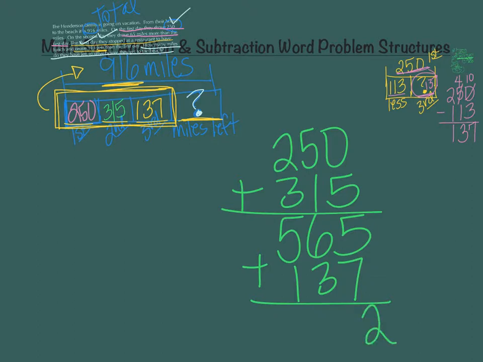Excellent, 12. Regroup that, 1 up there. What is 6 plus 3? Good, 9. 1 more. 10. Regroup. 0. Regroup that 1. 5 and 1 is 6. 1 more. 7. Excellent.